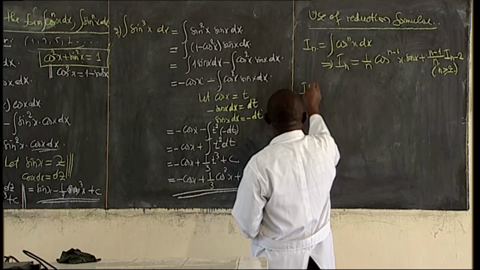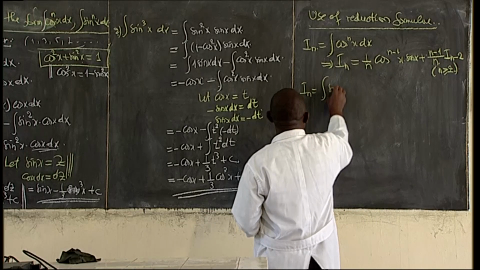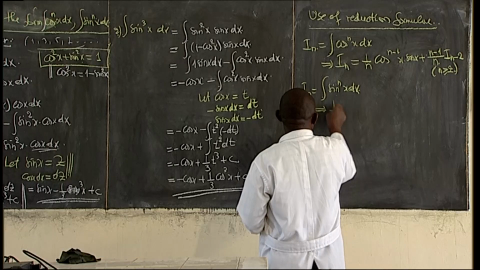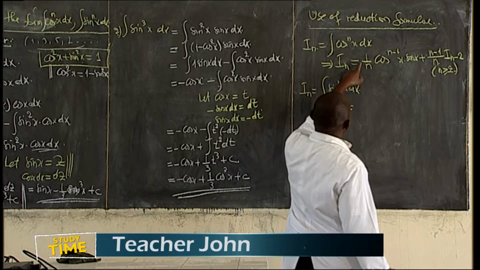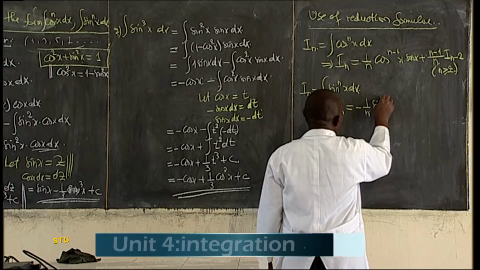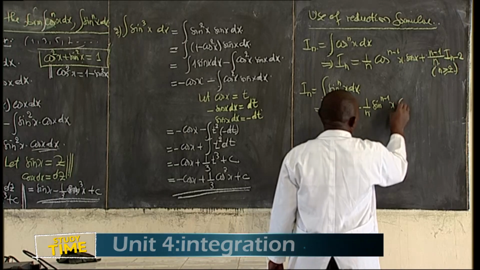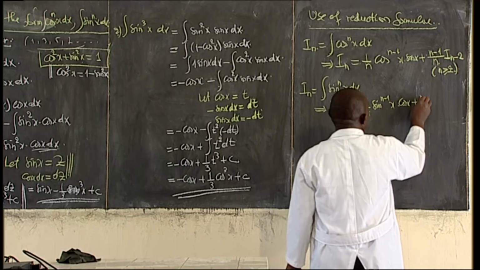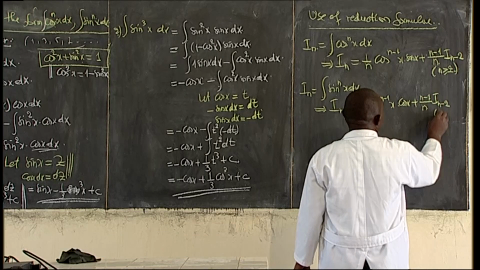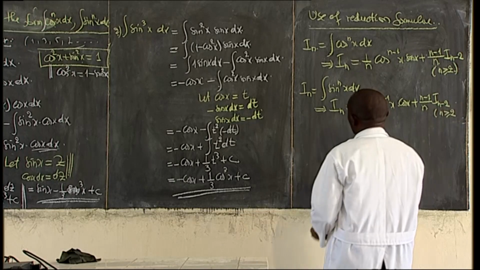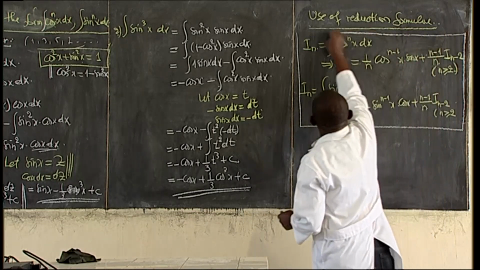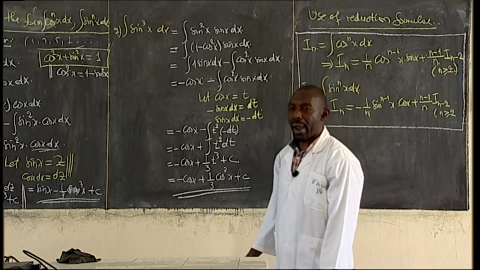Also, if you have I_n, which is the integral of sine^n x dx, you'll have I_n equal to, this is positive here, it will be minus 1 over n, sine^(n-1) x times the cosine of x, plus (n minus 1) divided by n, I_(n-2). Of course, n is greater than or equal to 2. And this is known as the reduction formula for sine and cosine power n, right?